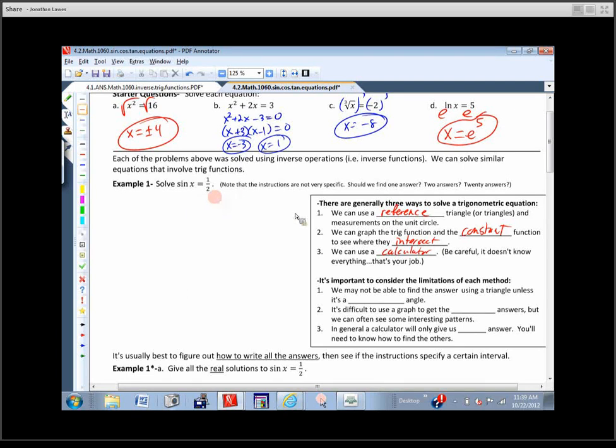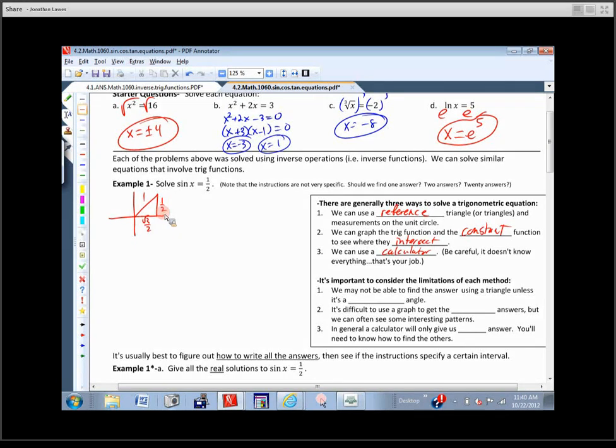Let's see. Let's use the first method. Okay? Let's draw a reference triangle. So I'm going to draw a picture of what this looks like. Let's see. I need a y-coordinate of 1/2 on the unit circle. So that's going to be 1/2 right here. That would make this radical 3/2. That one's 1. How big is this angle right here?